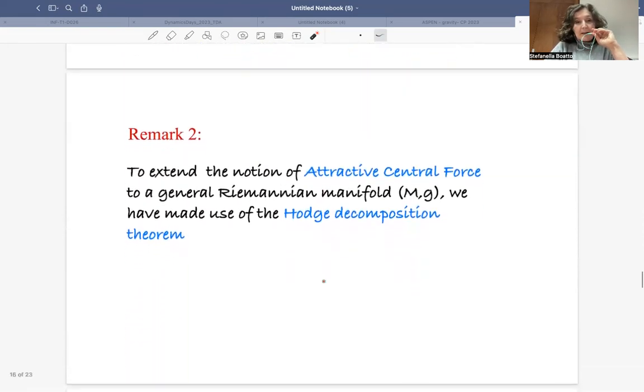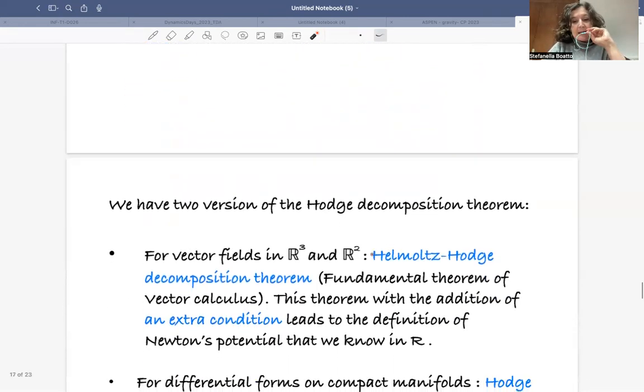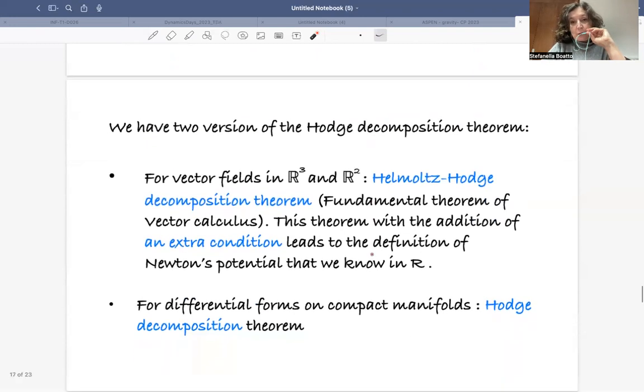Now, the other remark is that what we have done, to arrive at that equation, a general equation for a general surface, is that we have extended this notion of attractive central force to a general Riemannian manifold by using the Hodge decomposition theorem. So this is what is hidden behind that general formula. And so what is the Hodge decomposition theorem? We have two versions of this, and it's funny because each community doesn't know the existence of the other.